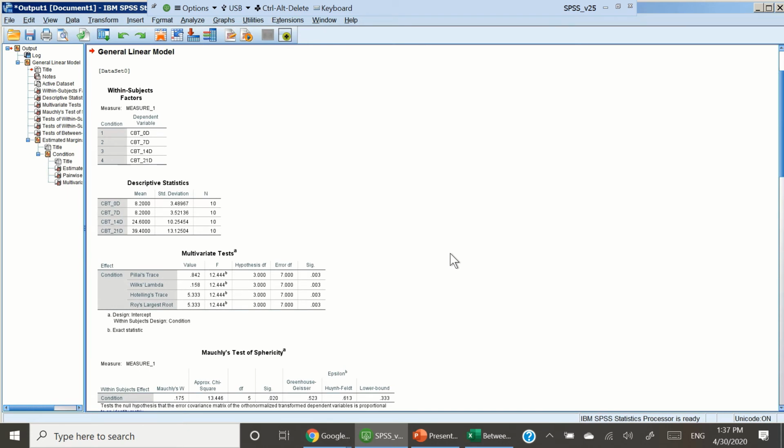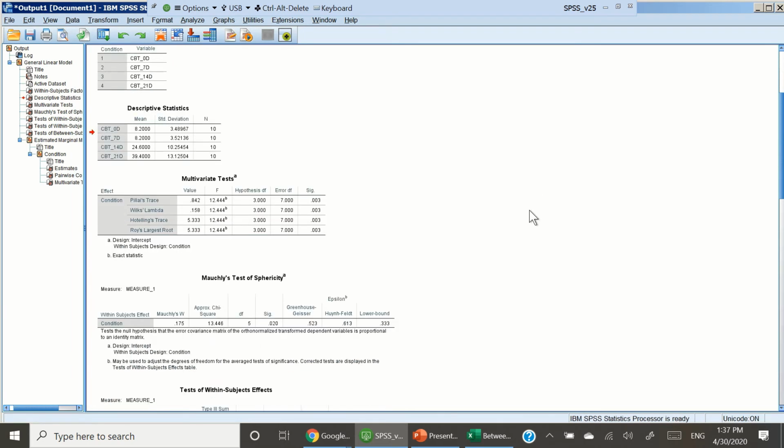Okay, so now it tells you the conditions here. 1 is CBT at 0 days. 2 is CBT at 7 days. 3 is CBT at 14 days. And 4 is CBT at 21 days. And then it gives you these descriptive statistics.